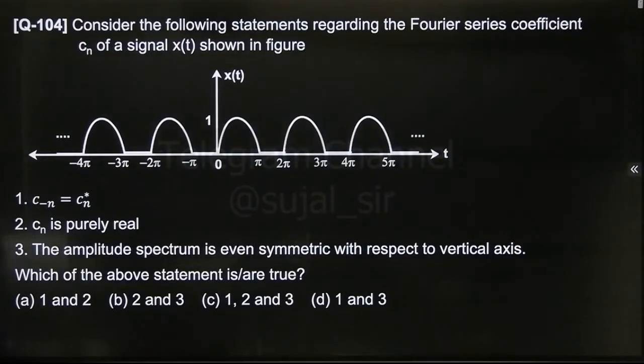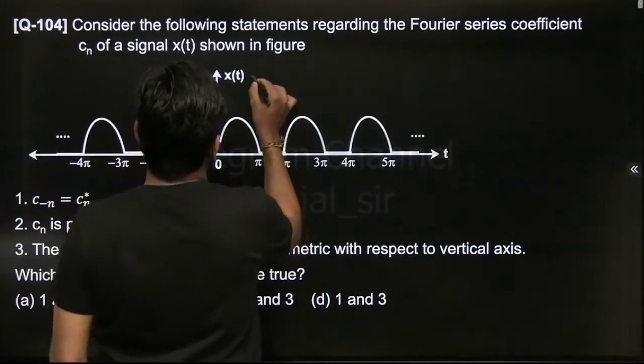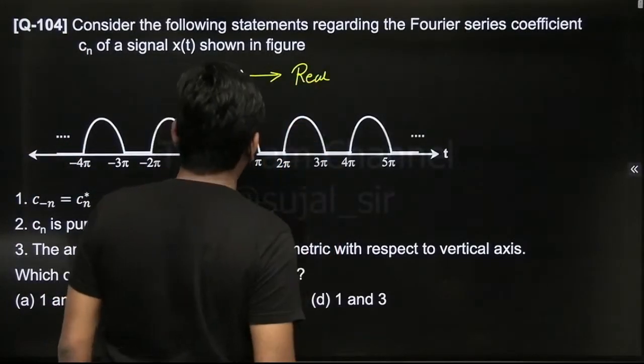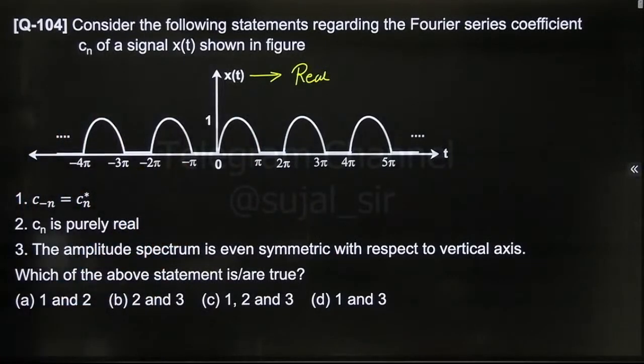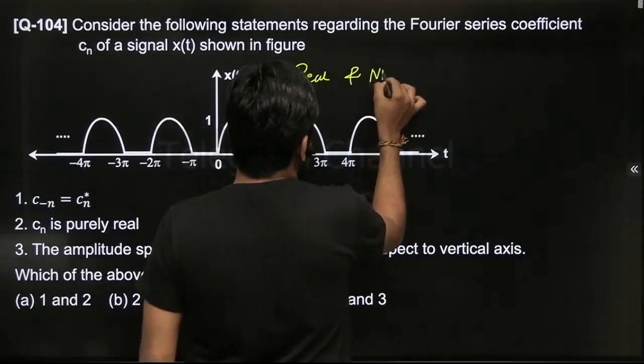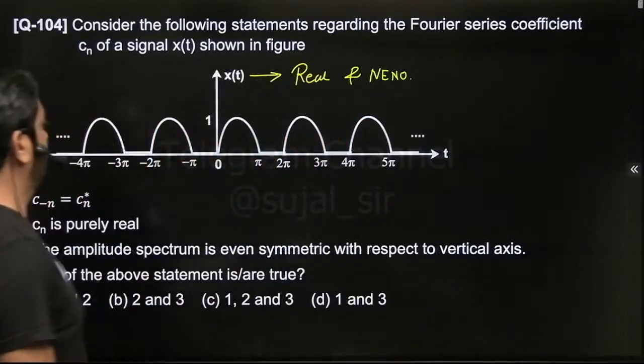Which of the above statements are true? First of all, you can check: here x of t is real. What about symmetry? Odd symmetry, even symmetry, or none. So there is no symmetry; it is neither even nor odd.